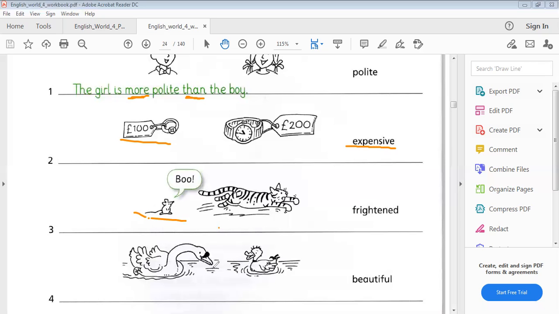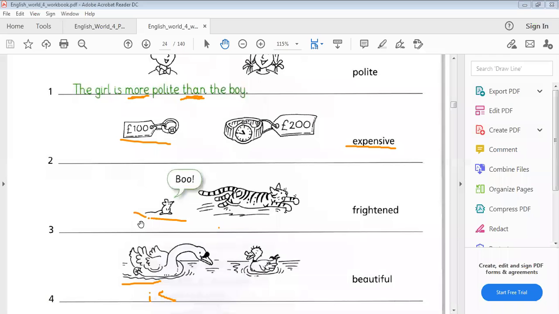Here, which one is more beautiful? The swan or the duck? The swan. The swan, right? The swan is more beautiful than, don't forget than always, than the duck. You see, the swan is more beautiful than the duck.